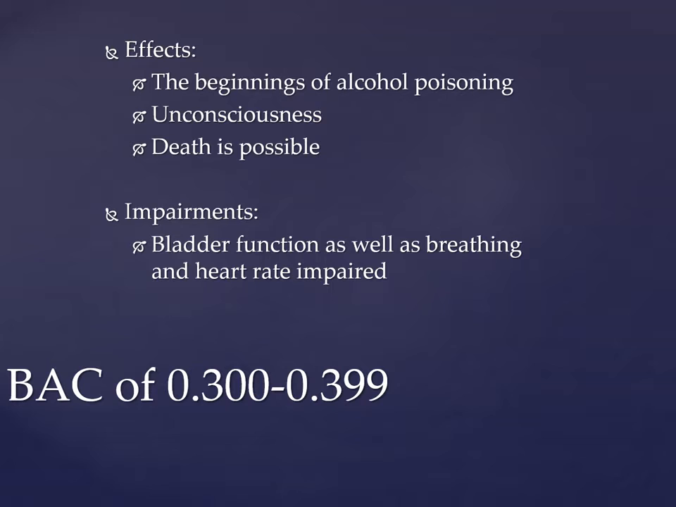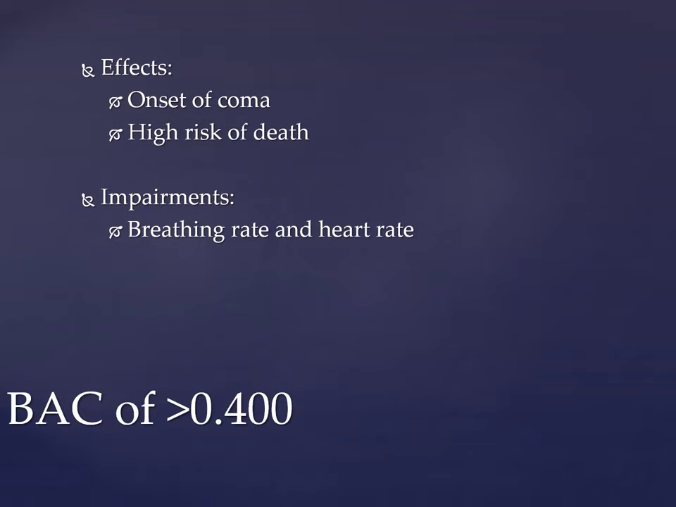A blood alcohol content of 0.3 to 0.399 is the beginnings of alcohol poisoning. You will probably be unconscious, and death is possible. Bladder function, as well as breathing and heart rate, are also impaired. A blood alcohol content of anything greater than 0.4, you're looking at the onset of a coma, and there's a very high risk of death. Breathing and heart rate are significantly diminished, if existent at all, at this point.